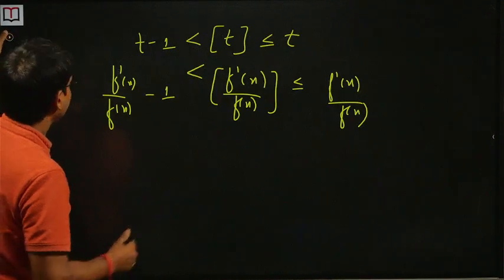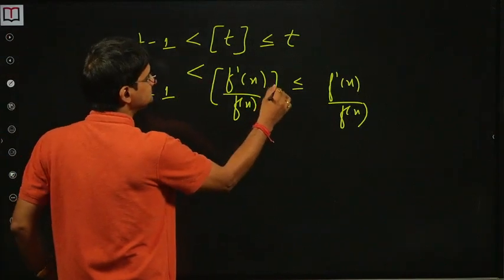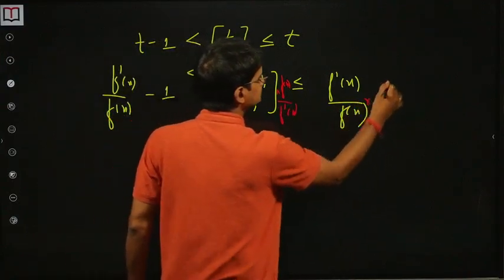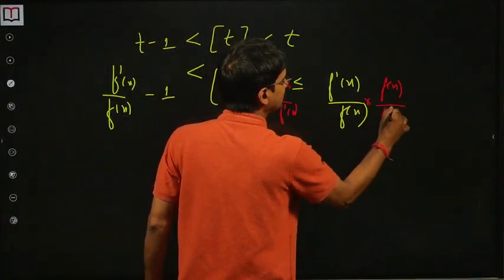If I multiply both the sides by what we want within the limit.